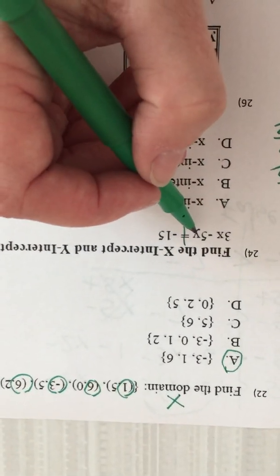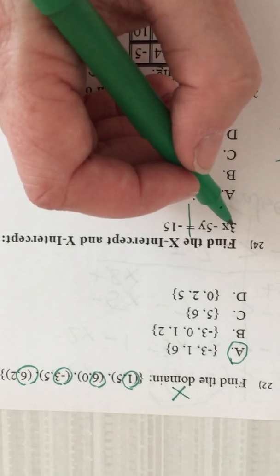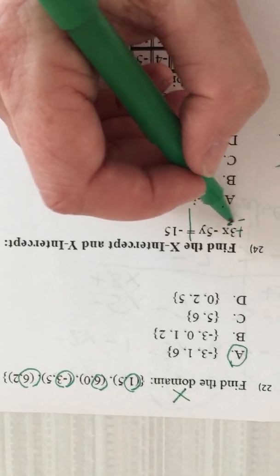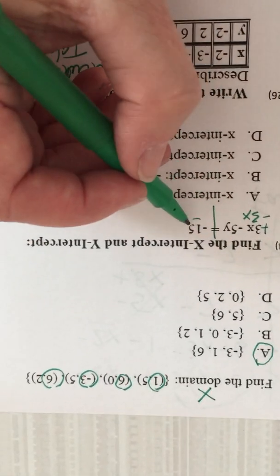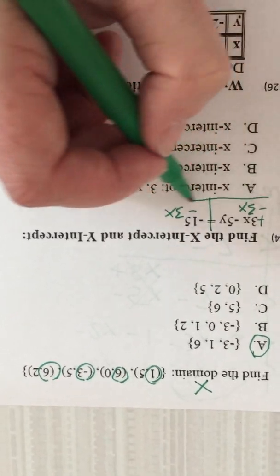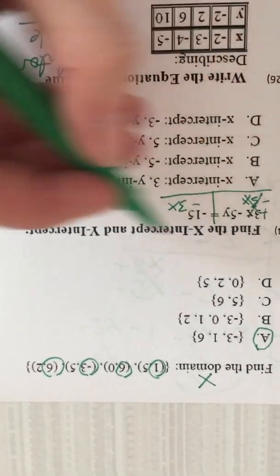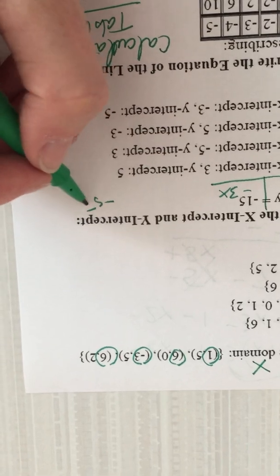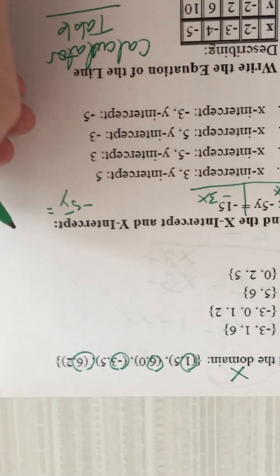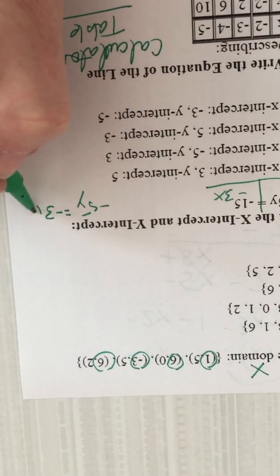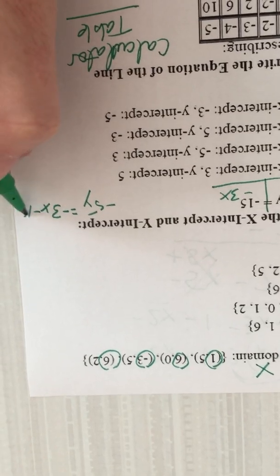So again, here's the y. What's over here with it? The stuff. How do we undo adding 3x? We subtract 3x. If you do it to one side, you do it to the other side. The 3x's cancel out over here. We rewrite it. Negative 5y is equal to negative 3x plus minus 15.